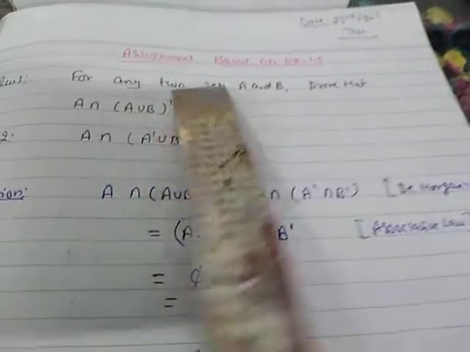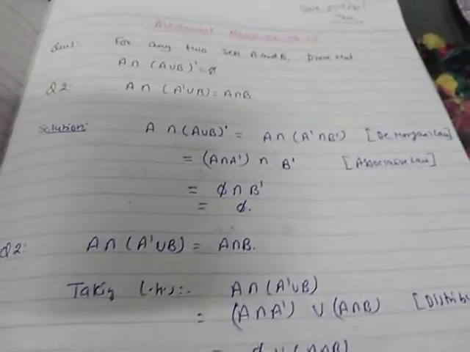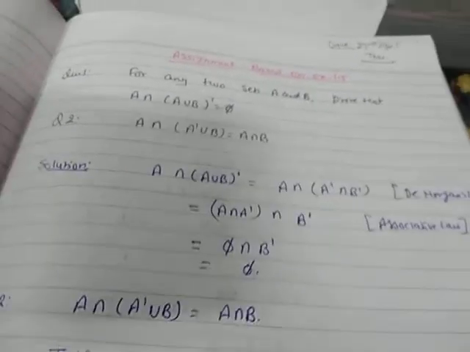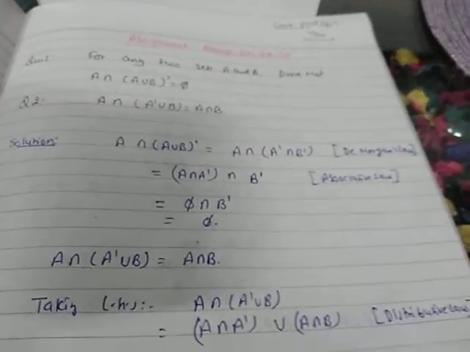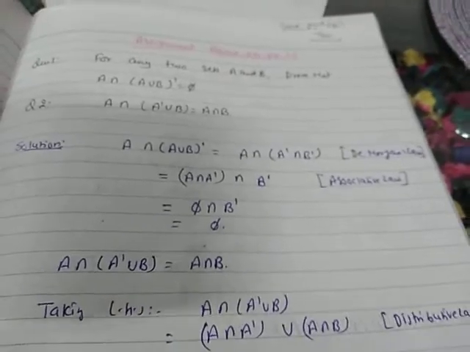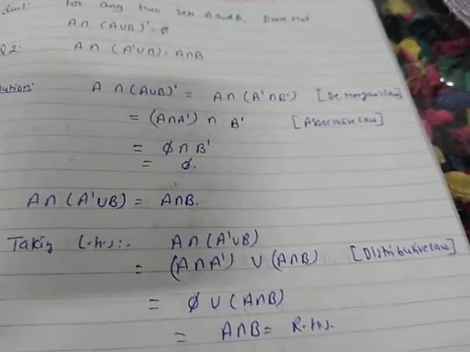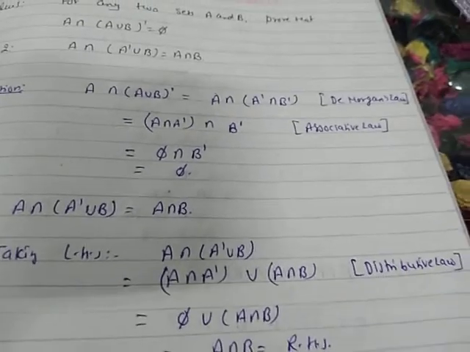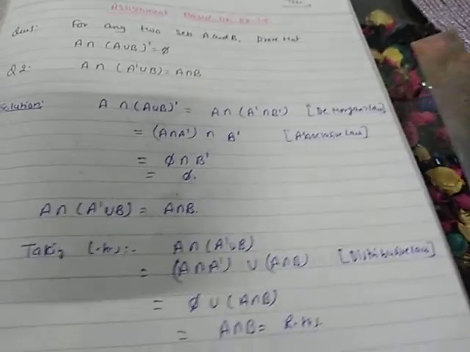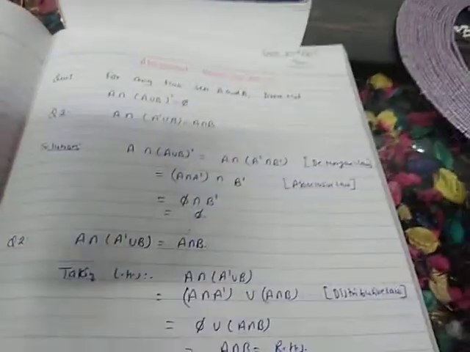These types of questions you have to prove by using distributive law, associative law, De Morgan's law. Don't prove it by taking an example. You have to prove it by the laws that I have already explained: distributive law, associative law, commutative law. Already I have explained these laws.